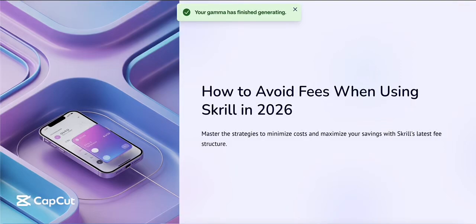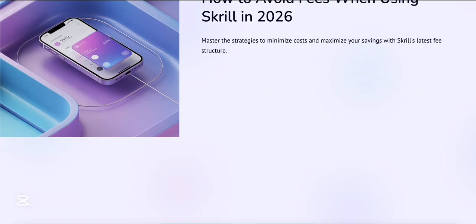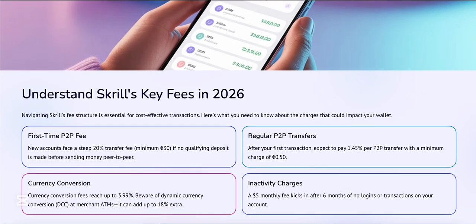Hey guys, if you want to get the most out of Skrill, avoiding unnecessary fees is essential. Skrill charges fees for currency conversion, certain withdrawals, and some international transfers. But with a few small moves, you can minimize them.